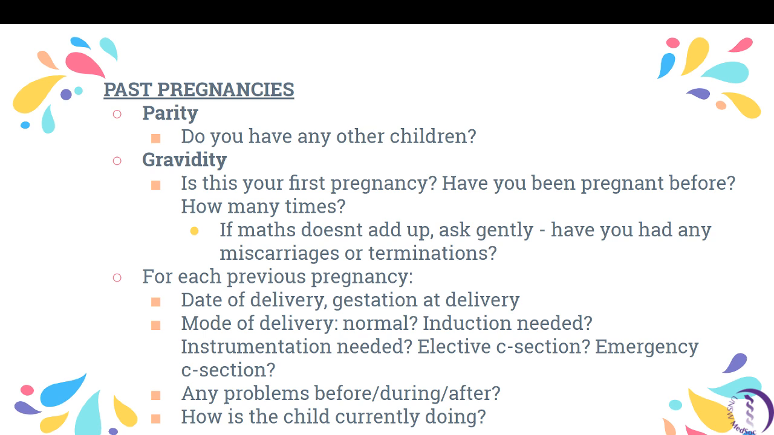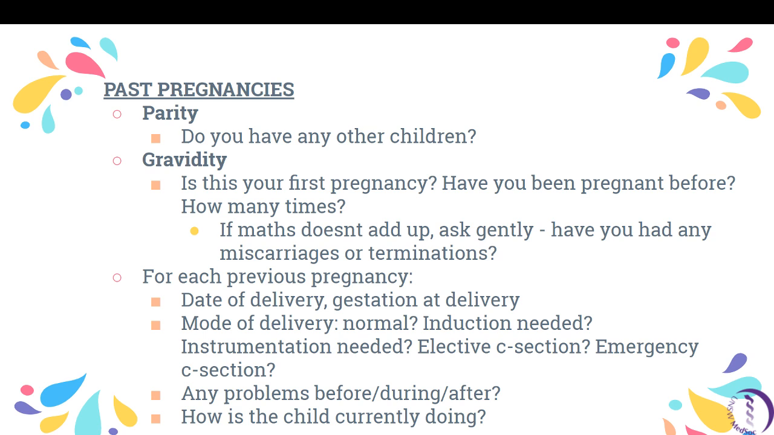And then for each pregnancy they've had, you need to ask all of these questions here. So the date of delivery, the gestation at delivery, so you want to know if the previous babies were preterm, or if they were on the due date that was planned. You also look at the mode of delivery. Okay, so if it was a normal vaginal birth, did they actually need to be induced? Was instrumentation needed, such as forceps or a vacuum to assist in the pregnancy? Did they have an elective C-section?